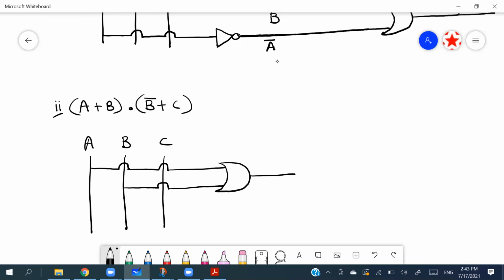So it will create A plus B, right? So then I'm moving to the next bracket, right? Because I'm going to deal with this dot as the very last operator, because first we have to give priority to the brackets. So one bracket is done. Then the other bracket, B bar plus C. So first I have to create B bar. So here I'm creating B bar.